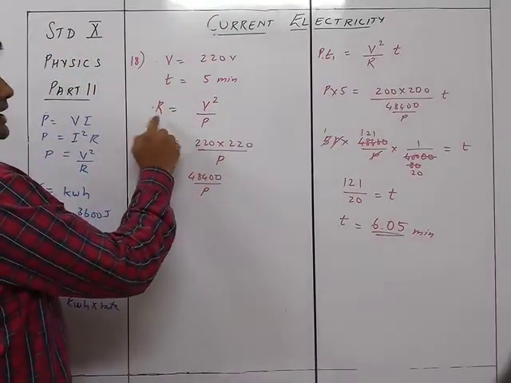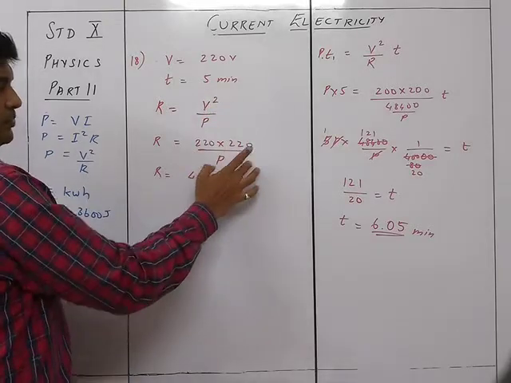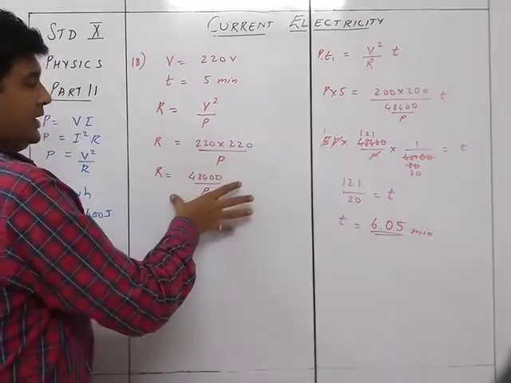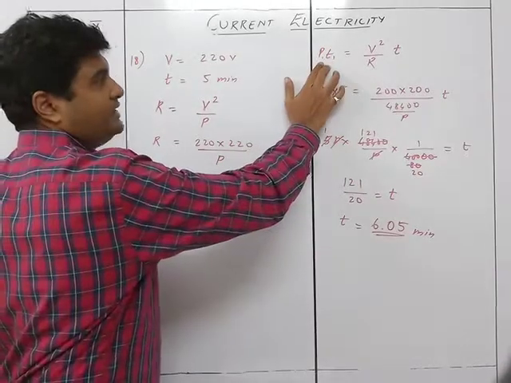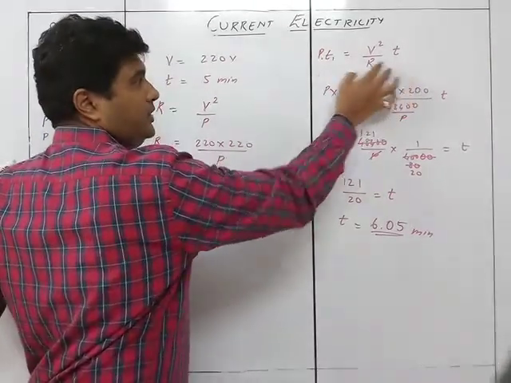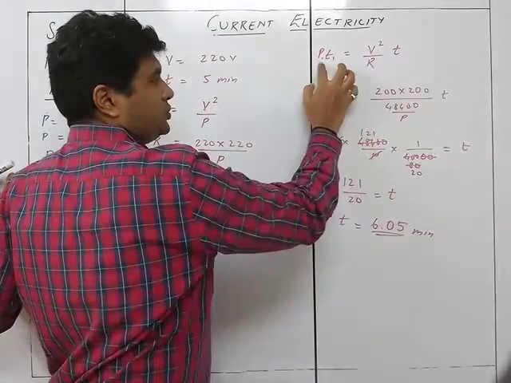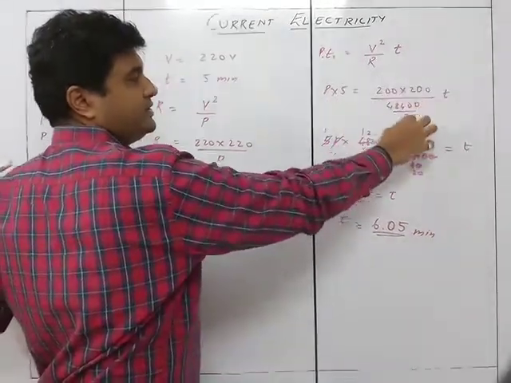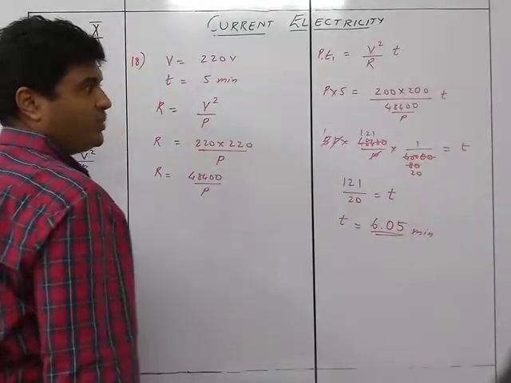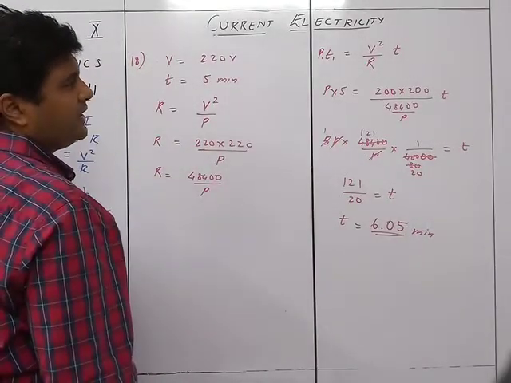Here we know that resistance is V square upon P, and accordingly we have the resistance. Now I know that the energy required here is equal to the energy required here. So energy is P into T here, and here energy is V square upon R into T. So this is P into 5 and this is this much. Accordingly you get this value.